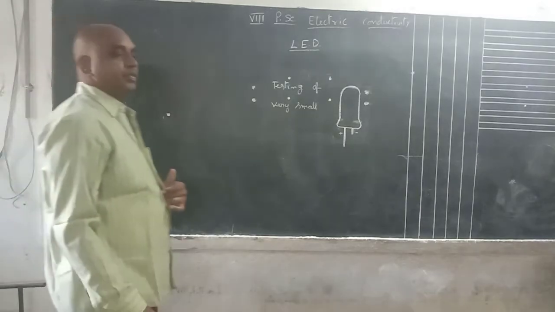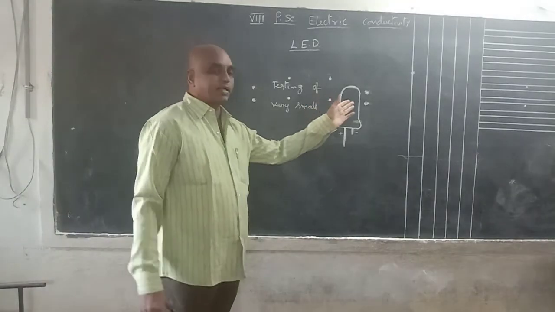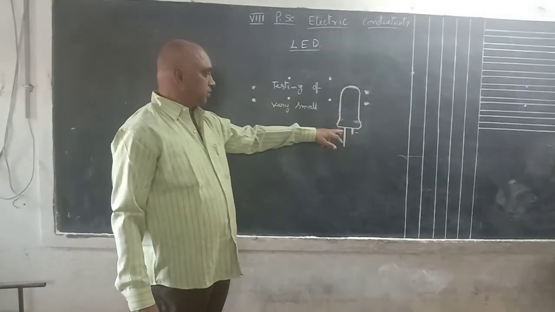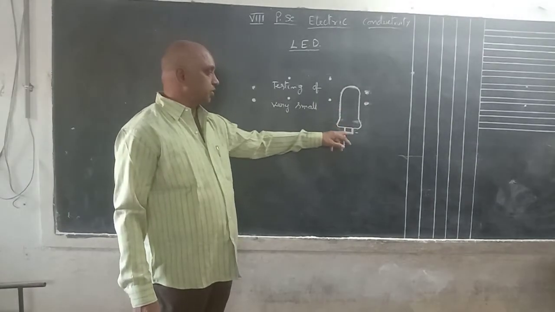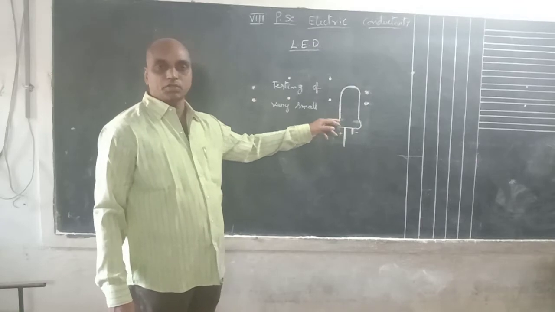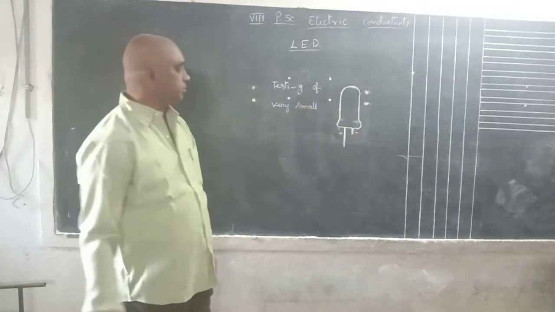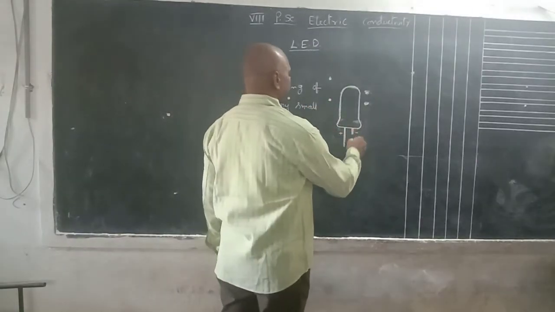LED means light emitting diode. The shape of the LED is like this. There is no bulb in it. It has two leads, a longer one and a shorter one. The longer one is called positive, that is connected to the positive terminal. The shorter one is negative.